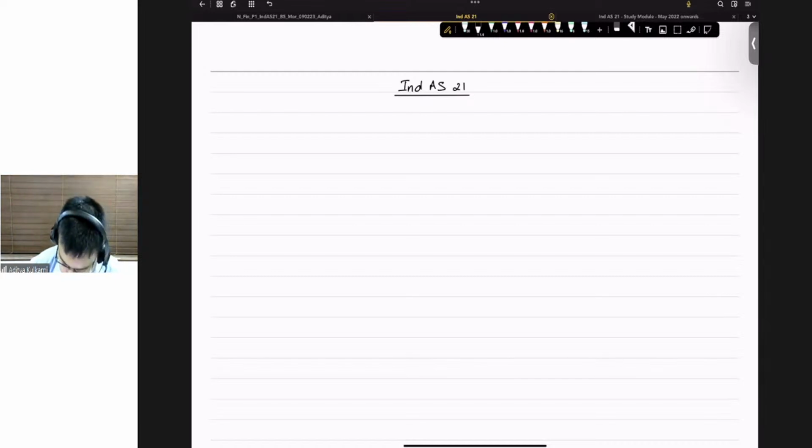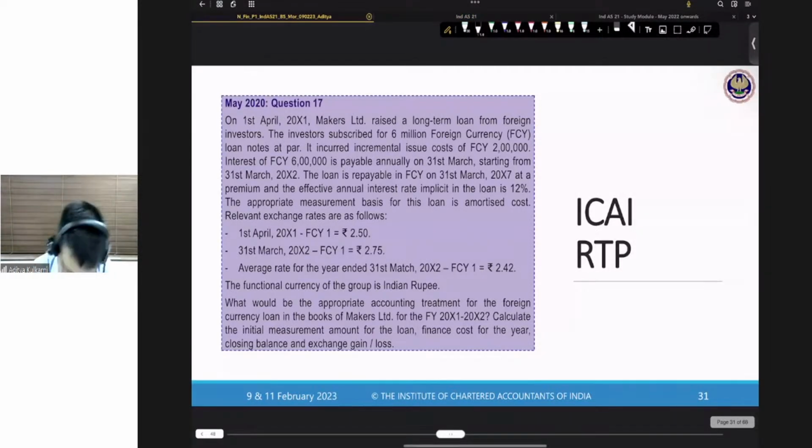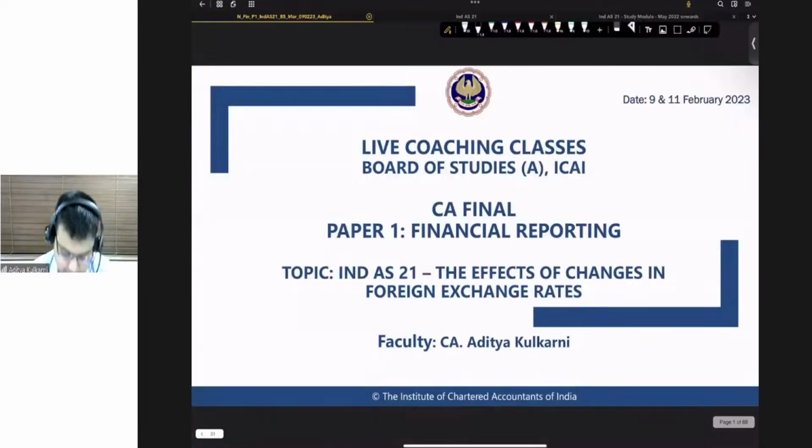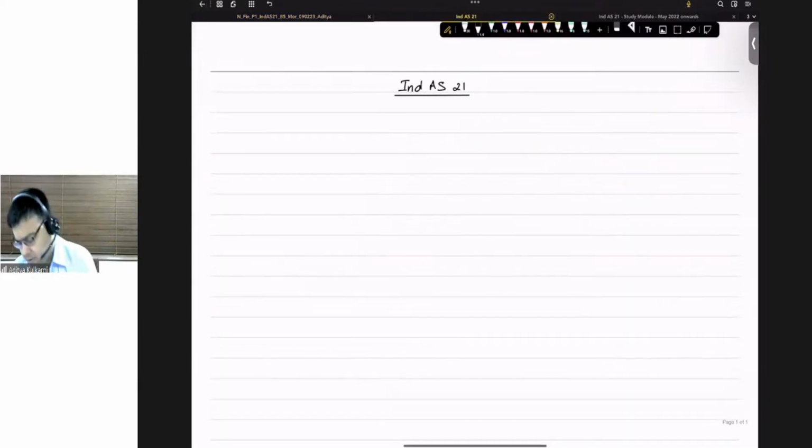So today we pick up Ind AS 21, that is the effects of changes in foreign exchange rates. I trust you would have downloaded the presentation which I had shared. It's an important standard, and you have already a background of this standard from your intermediate, where you did AS11, which deals with certain similar principles. But of course, this being Ind AS, we have certain different set of principles for some of the transactions.